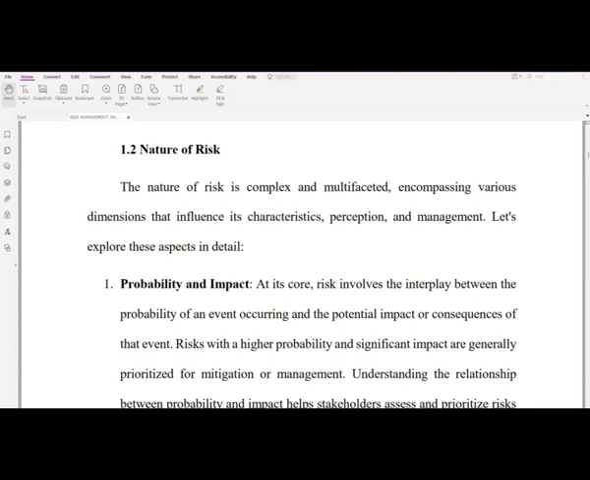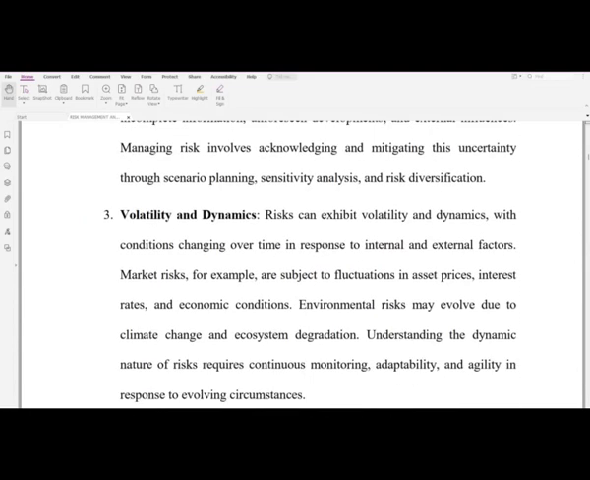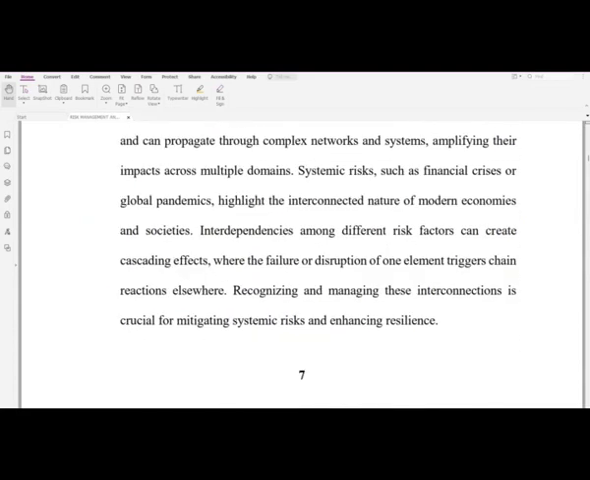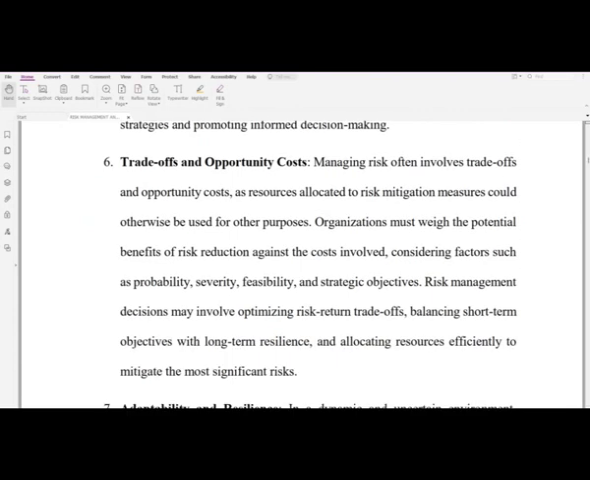Today we shall begin with a recap of our second lesson, Nature of Risk. Nature of risk is complex and multifaceted. It means it encompasses various dimensions that influence its attributes, characteristics, and dimensions of management. We then explored certain aspects ranging from probability and impact, uncertainty and variability, volatility and dynamics, interconnectedness as well as interdependency, perception and behavioral bias. Today we shall begin with trade-off and opportunity cost.